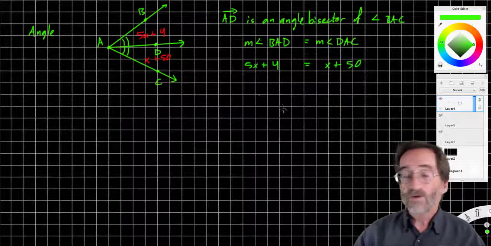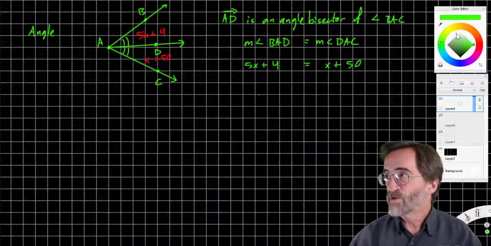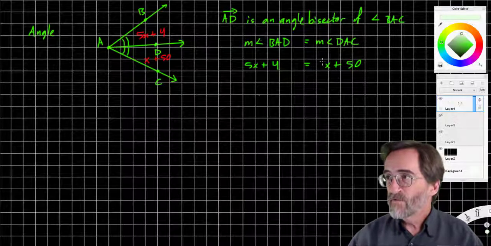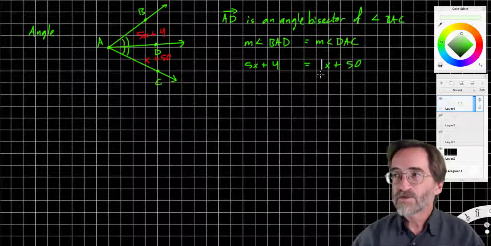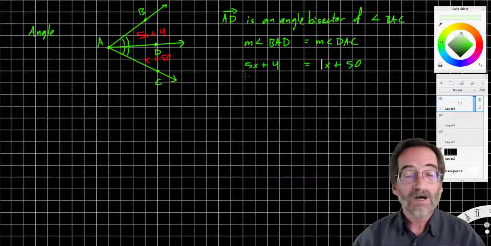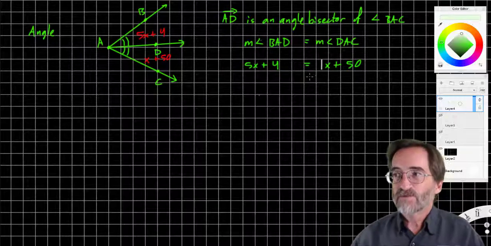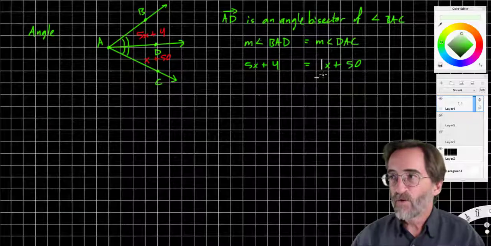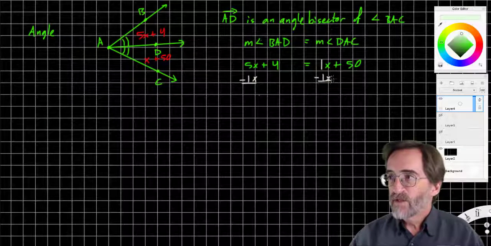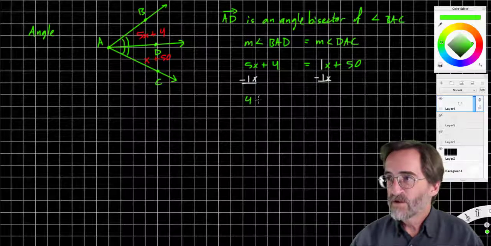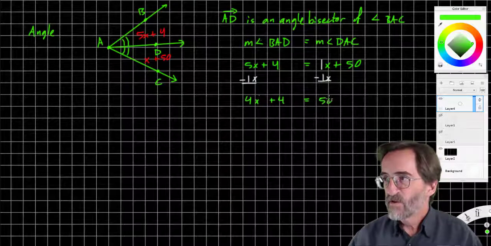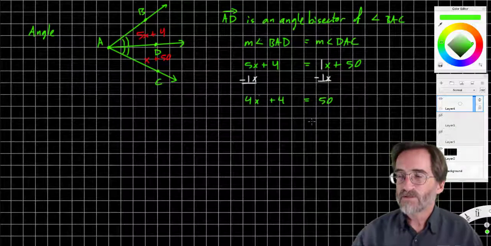Okay, now you'll notice we have x on both sides of the equation. I'm going to get rid of one of them. If there is no coefficient, the coefficient is 1. So I have 1x and 5x. As I mentioned in my last video, I like to get rid of the smallest one. So I'm going to take away 1x from both sides of the equal sign. Okay. And we're going to get 4x plus 4 equals 50. 1x, take away 1x is no x's.